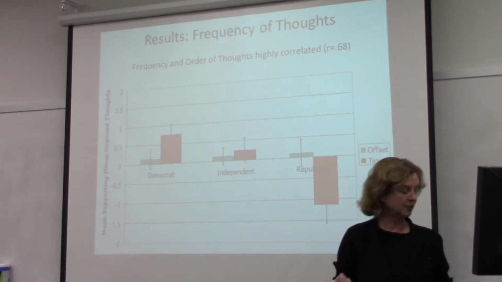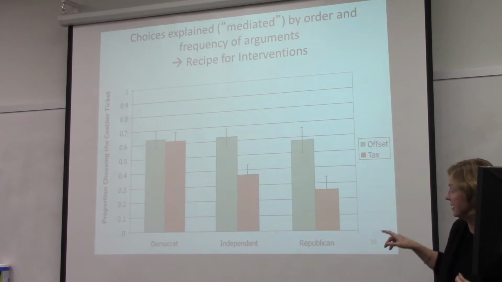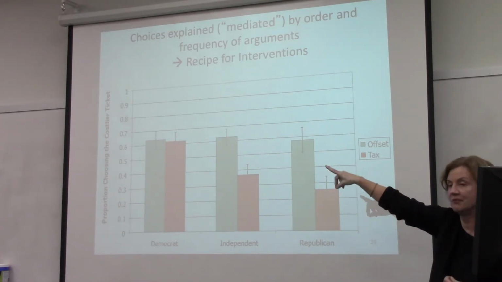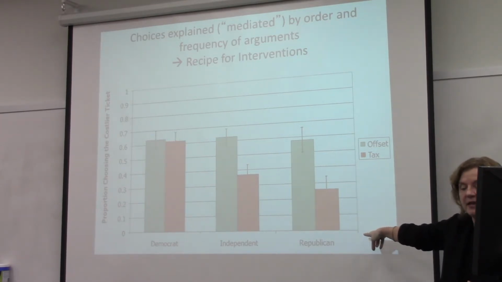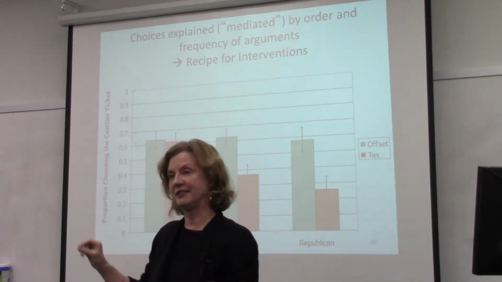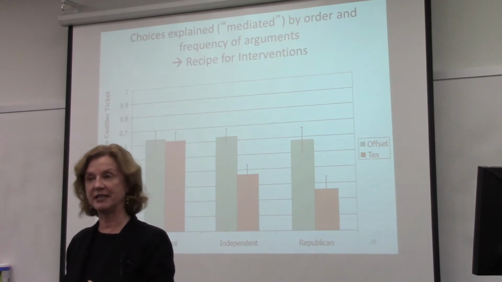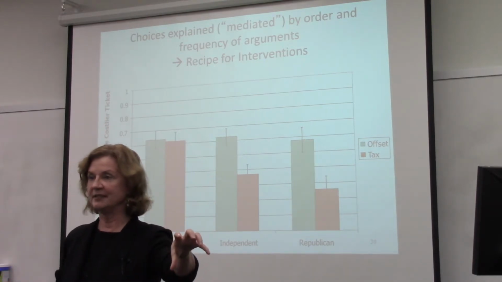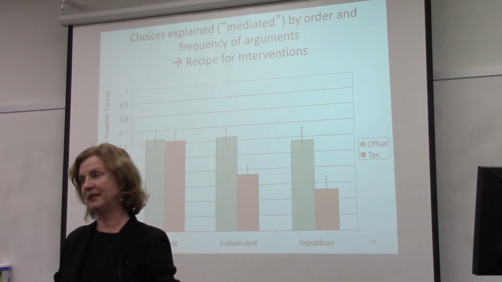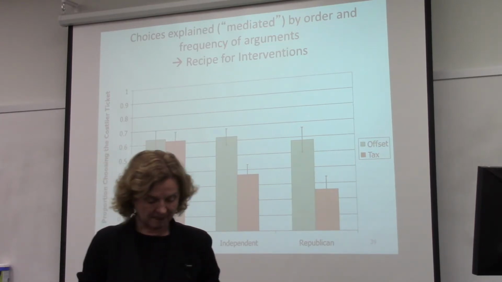Again, if you put those two together, you can, in a mediation analysis, have complete mediation of the differences in choice patterns. Now, I don't have the data on that here, but for this we also have a second study where we basically now sort of intervene. Right? So we're telling people, okay, first generate arguments for the inclusive ticket, then for the other ticket, as a function of being either in the offset or in the tax condition.